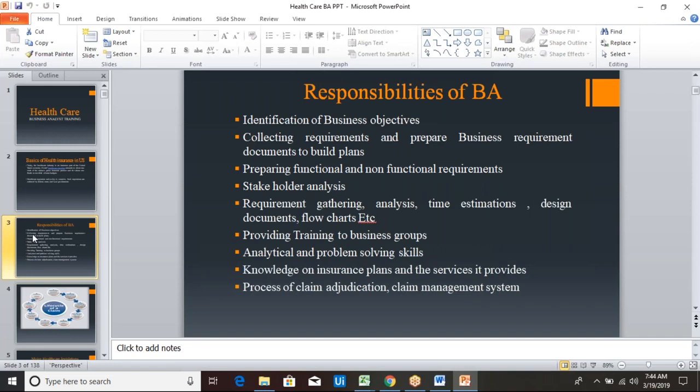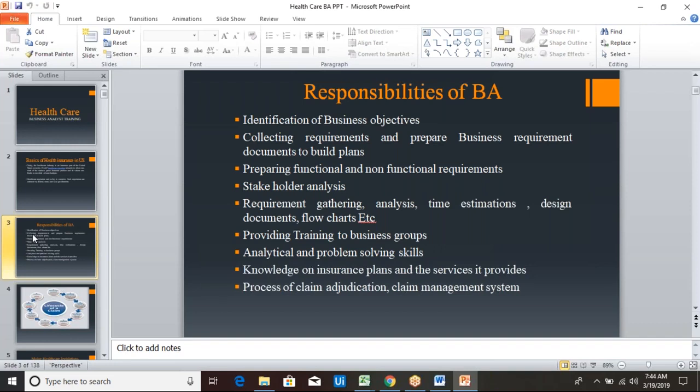Followed by functional and non-functional requirements, there is another aspect which we call stakeholder analysis, which I think I've dealt with already, right? Followed by this is the gathering of requirements. These are the common points for any business analyst. The last two points were major.